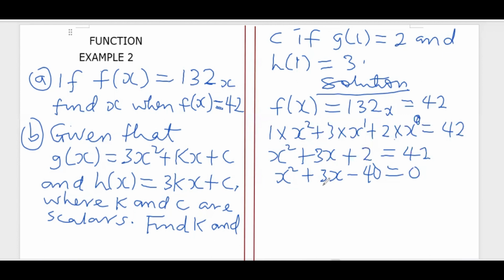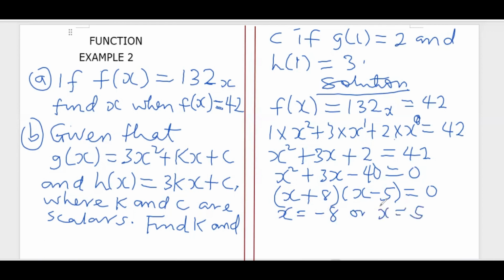Since it's positive 8 and negative 5, and the coefficient of x squared is 1, we can factorize directly to have x plus 8 and x minus 5 equals 0. So if two expressions multiply to give 0 as a result, that means one of them is 0. That means x plus 8 is 0 or x minus 5 is 0, which implies that x is negative 8 or x is 5.